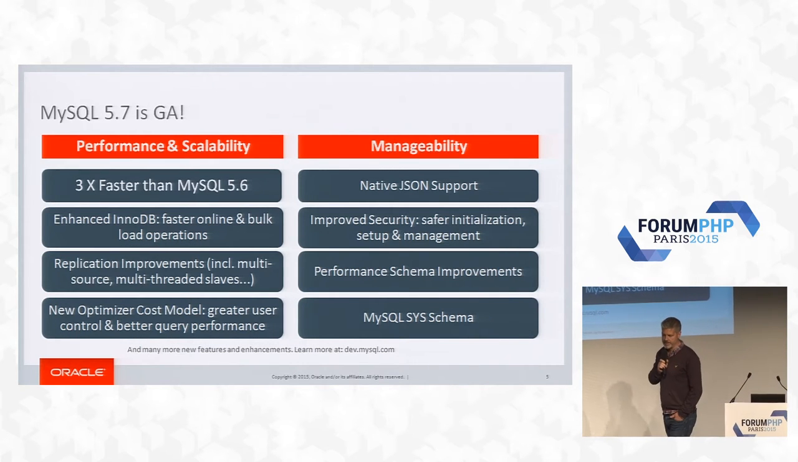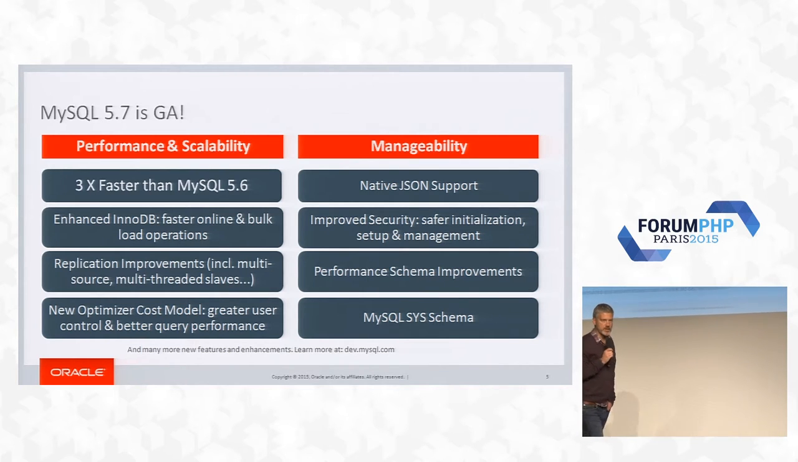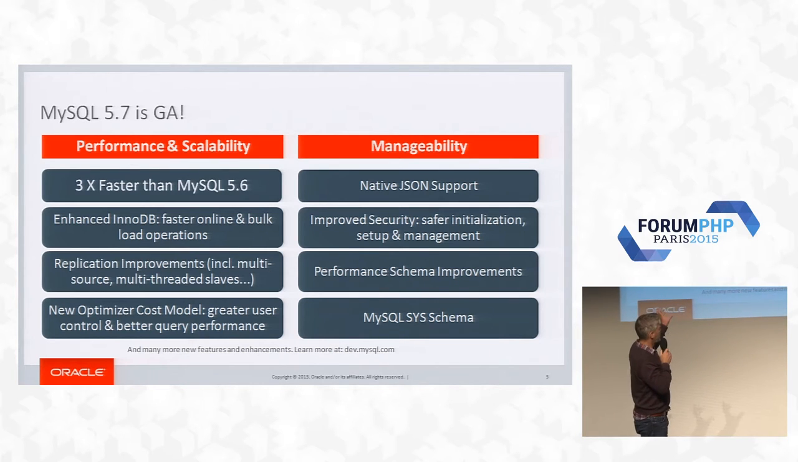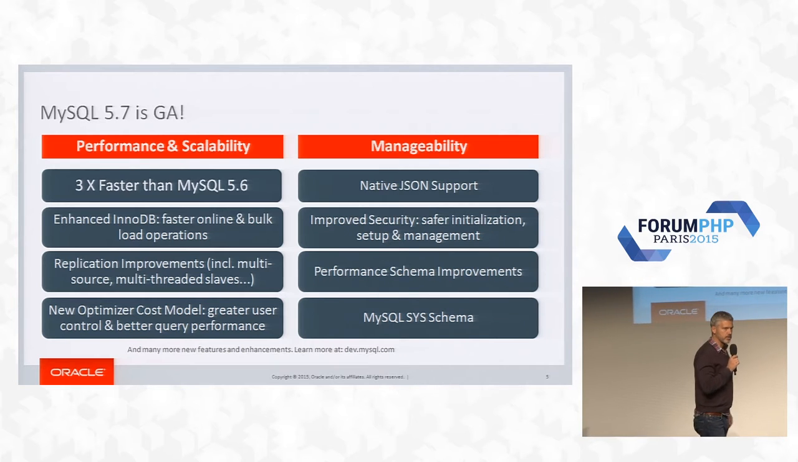The highlight slide or the summary slide for 5.7, which went GA just the other month, is performance and scalability and manageability. And today I will mention a few of these, but it's going to be focused on the native JSON support.